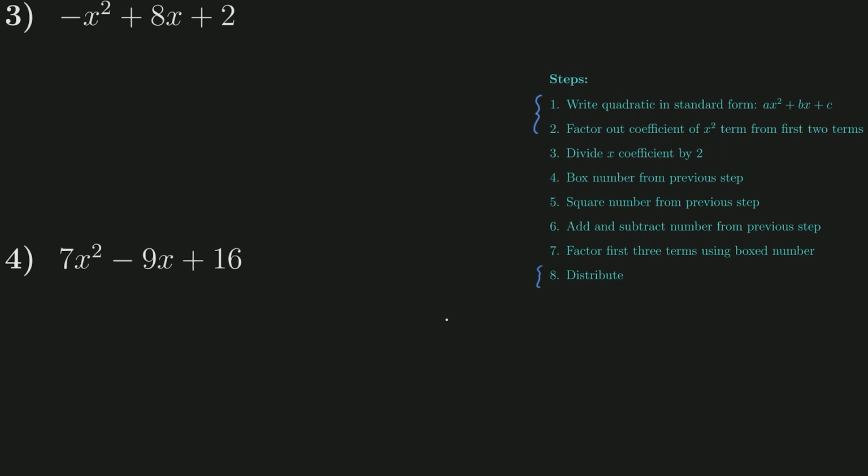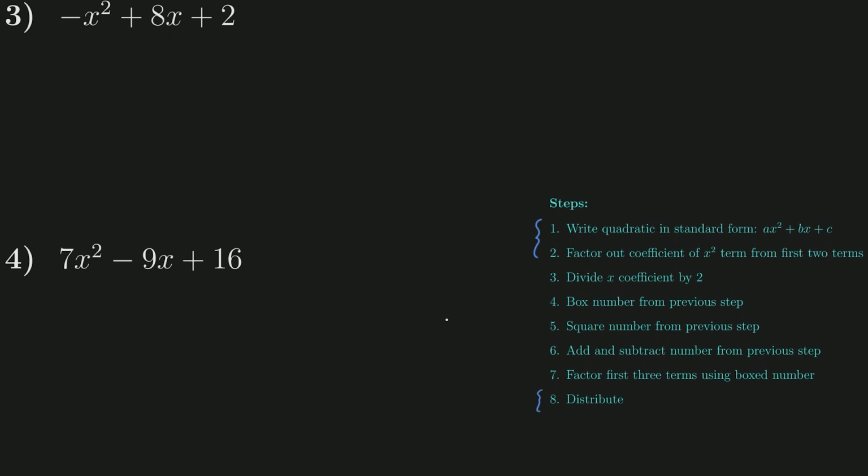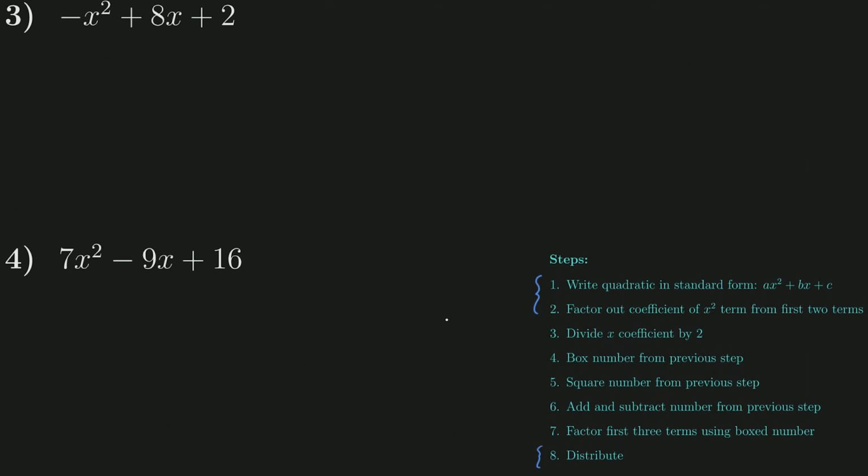Step 1, make sure the expression is written in standard form. Not necessary for us. It's already in decreasing powers of x. Step 2, factor out the coefficient of the x squared term. We do need to do that on this problem because we have a negative 1 attached to the x squared term. So let's factor that out. Negative x squared minus 8x plus 2.